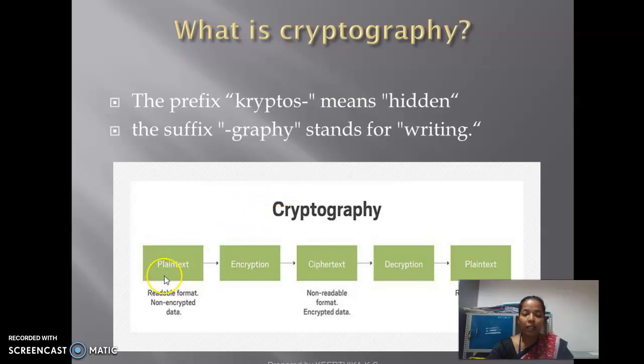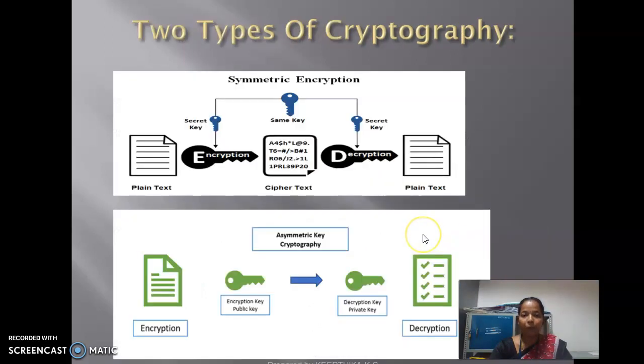Here, the plain text, which is in readable format, is sent by a sender, and for securing the communication, we are using an encryption algorithm. In this encryption algorithm, the plain text is converted into ciphertext, which is in non-readable format. Again, we are using a decryption algorithm. The decryption algorithm is the reverse process of the encryption algorithm, which means the ciphertext, that is the non-readable message, is converted into plain text, that is the original message, and that original message is sent to a receiver.